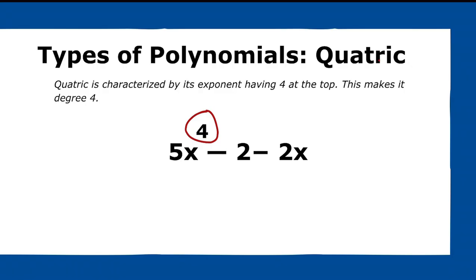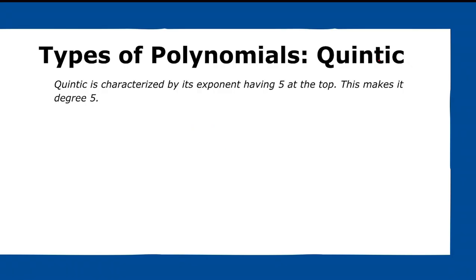But we'll discuss that in another video. Going on to quintic. Quintic is characterized by its exponent having 5 at the top. This makes it degree 5. Now 6x to the power of 5 minus 2 minus 2x, I have this, but you have that leading term that has a 6x to the power of 5, and this makes it quintic. It's degree 5. That exponent is 5, okay?